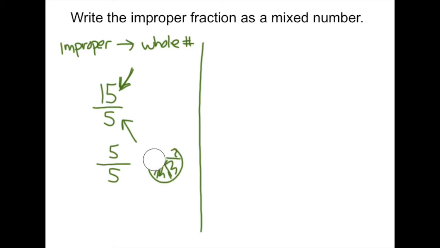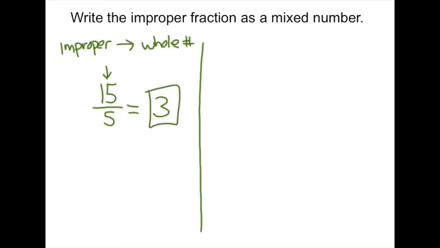So we're going to ask ourselves, how many 5s, how many of our denominator, fit inside of our numerator here? How many 5s go into 15? Well, 5 goes into 15 3 times. So 15 fifths changed into a whole number would be 3 whole.